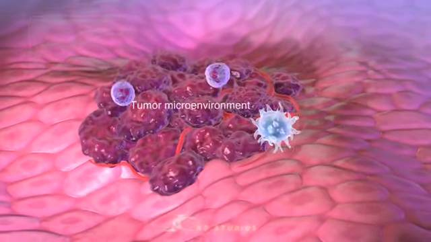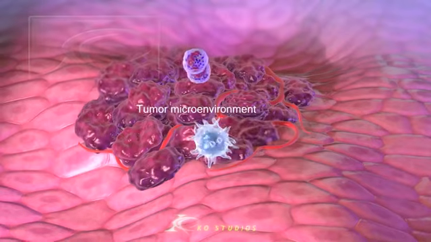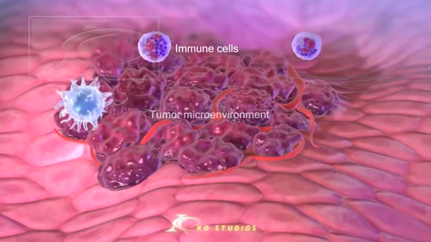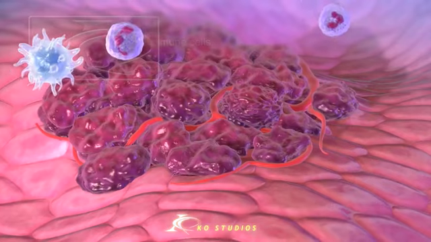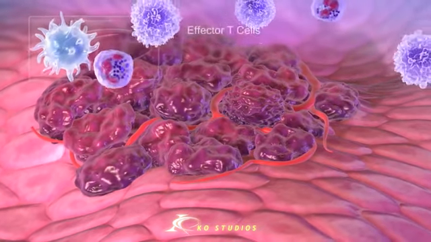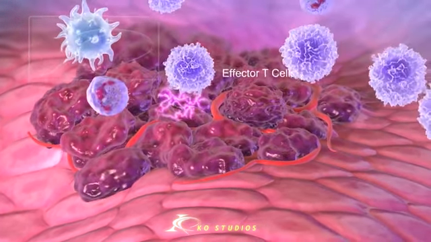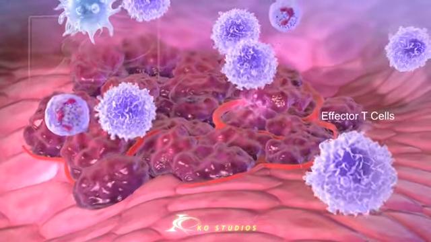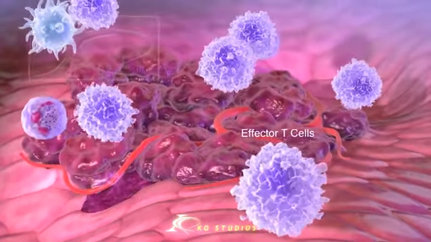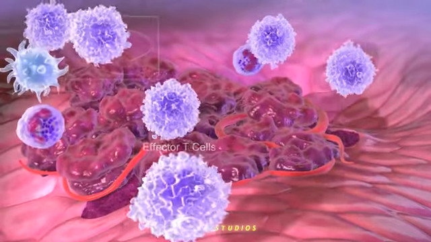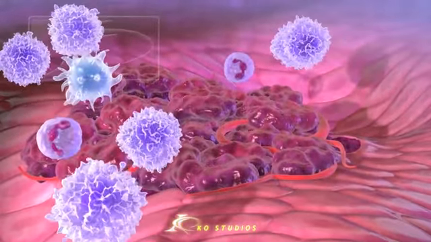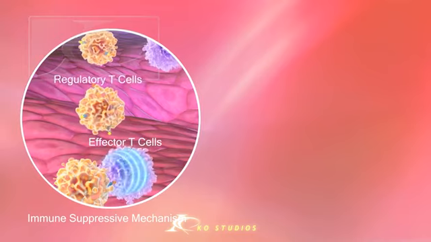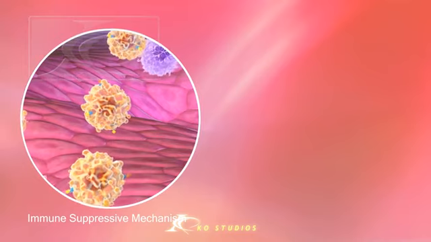The tumor microenvironment is a complex system of tumor cells, blood vessels, supportive tissues, and immune cells. Under the process of immune surveillance, the immune system can recognize tumor cells as being foreign and proactively respond by activating and expanding tumor-specific CD8 positive T cells, also known as effector T cells, that are capable of destroying the tumor cells.